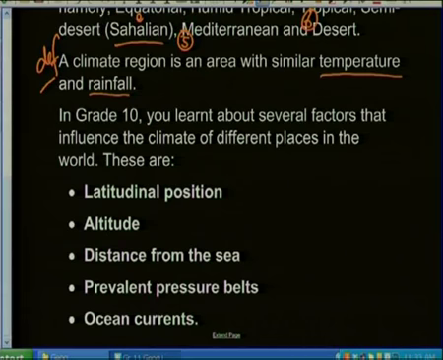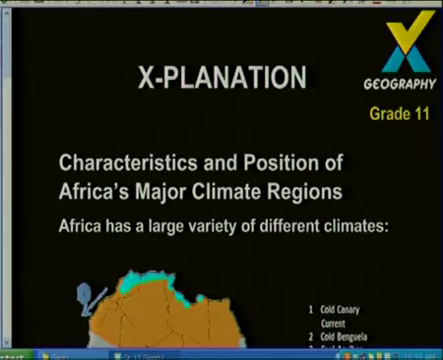In grade 10, you learnt about several factors that influence the climate of different places in the world: latitudinal position, altitude, distance from the sea, prevalent pressure belts, and ocean currents. Now remember, if you don't know all of that, you need to do a little bit of revision or recapping before you can understand a few of the concepts and ideas that I'm going to explain today.